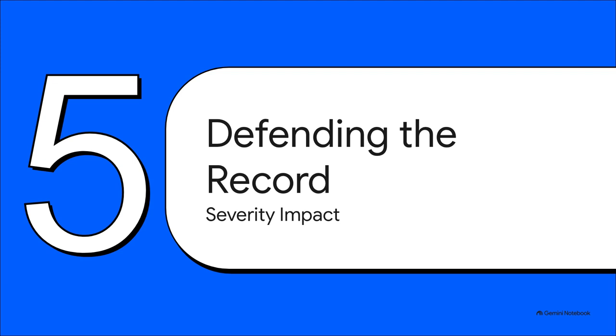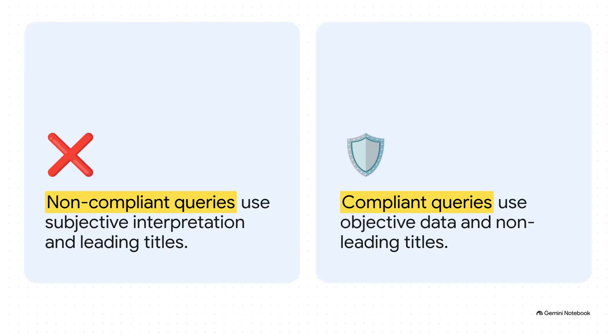Finally, let's wrap up with Section 5, Defending the Record and Severity Impact. Let's examine the real-world impact here and how this accurately captures the severity of your patient population. A non-compliant query, maybe one with a leading title like Query for Metabolic Encephalopathy, is going to be thrown out by auditors instantly. But a compliant query, one resting on objective data like EEG results and Glasgow Coma Scale scores, utilizing a totally non-leading title, becomes a permanent part of the health record. It stands firm and defends your DRG assignment.